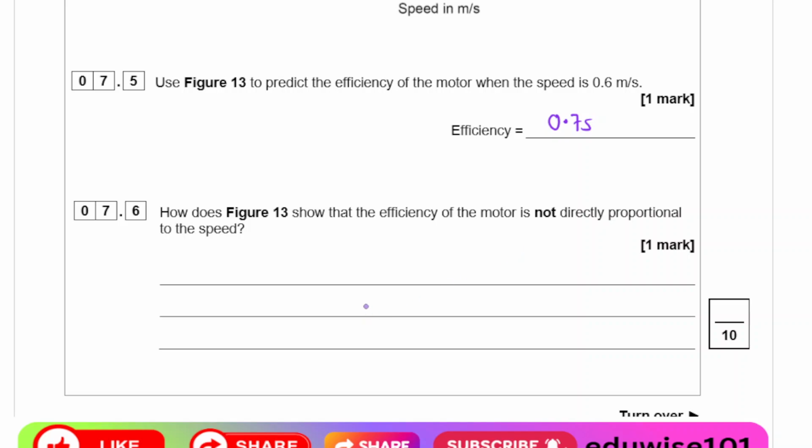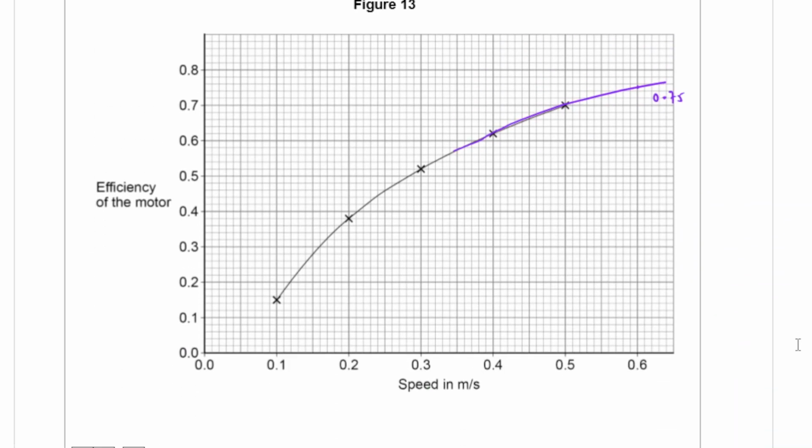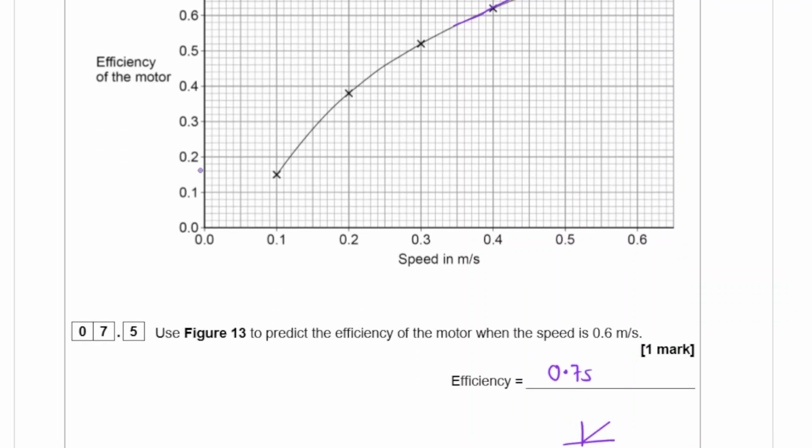How does figure 13 show that the efficiency of the motor is not directly proportional to the speed? The line is curved. If it was directly proportional, it would be a straight line going through the origin, right? And here, the line doesn't actually go through the origin. Because if you did extend it, it's actually going to fall before 0.